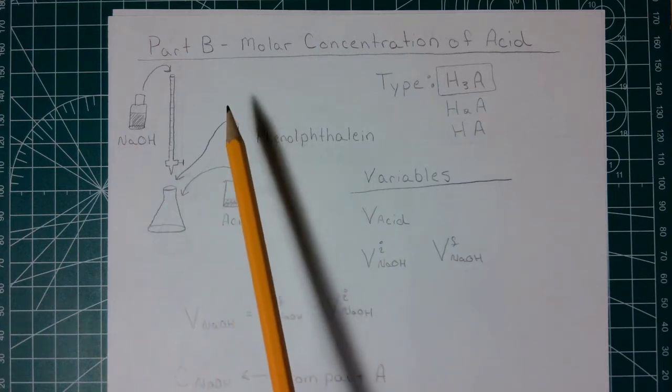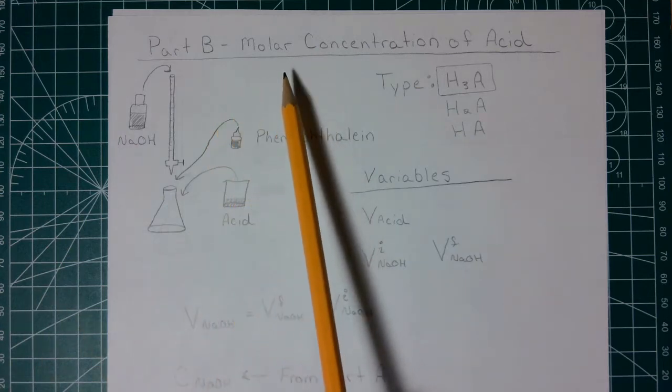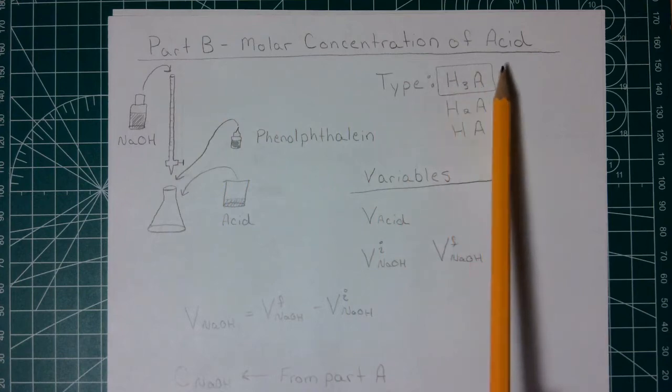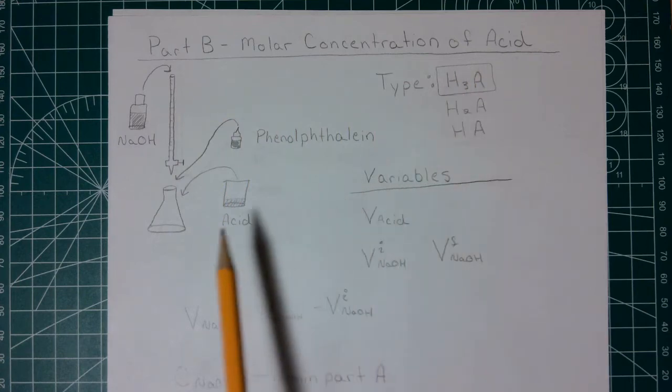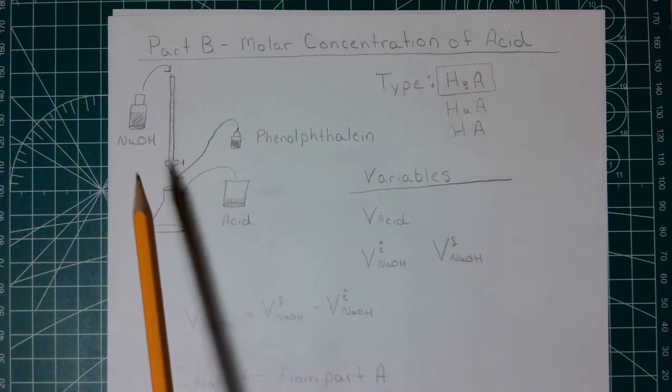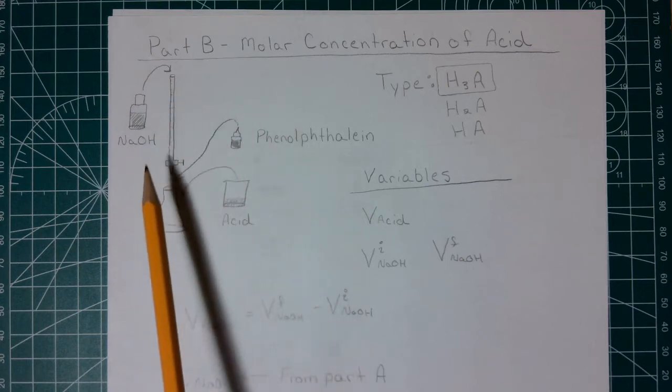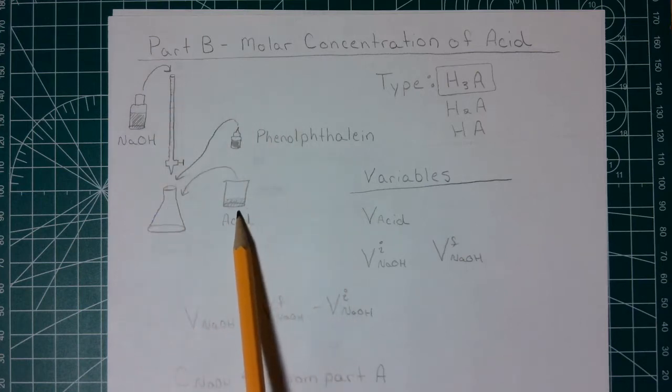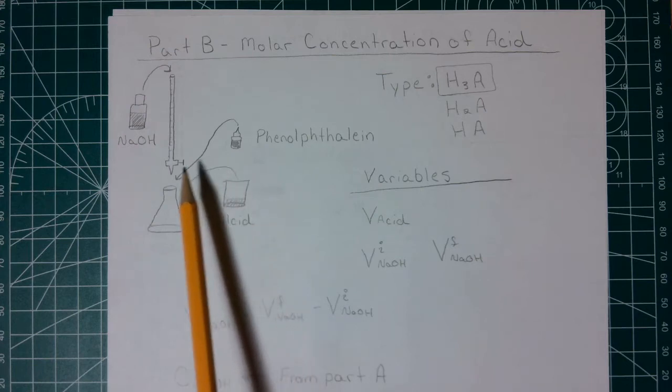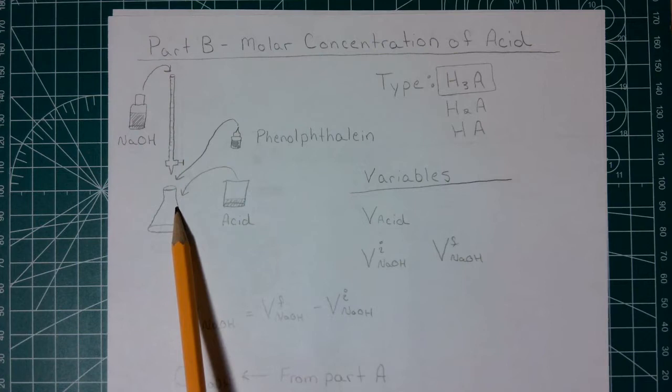For part B, we're going to figure out the molar concentration of an acid. We're going to have a similar experimental setup, except for this time we're going to have a solution of acid, and we're going to add a specific volume each time to our flask.